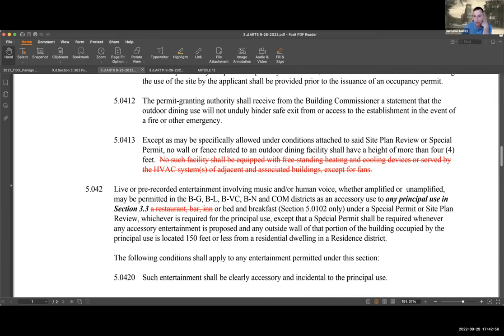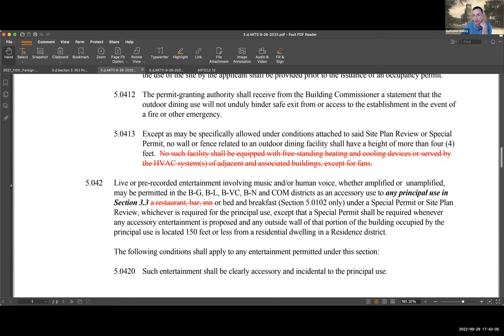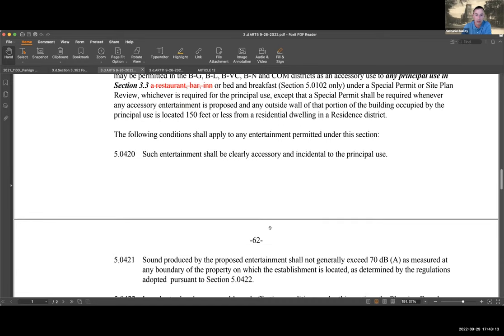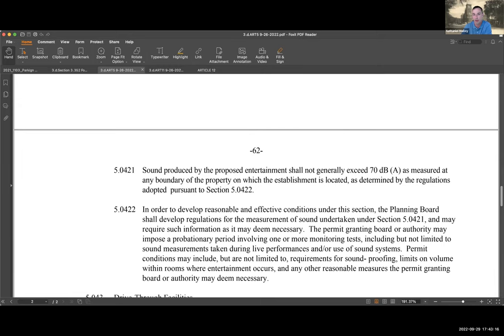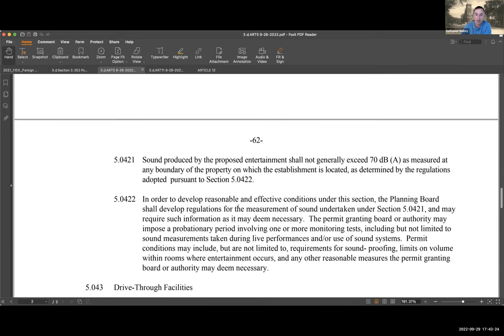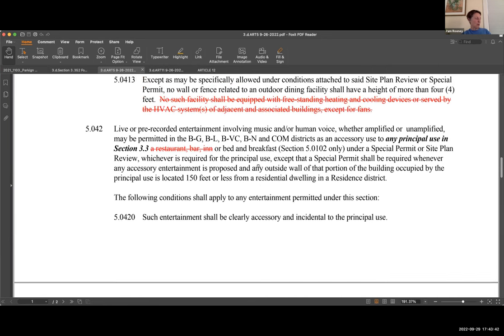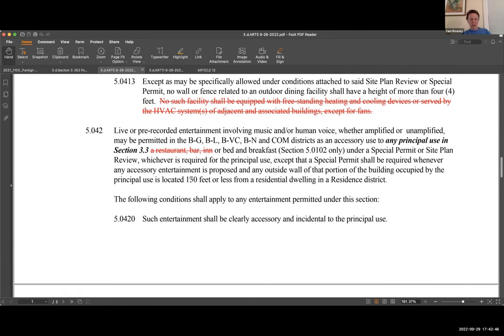Yeah, we also have these other pieces of the bylaw. If it's 150 feet or less from a residential district or a dwelling in a residential district, it's a special permit. We also have these other conditions already in the bylaw. It has to be clearly accessory and incidental to the principal use. And then we have a sound level at the boundary of the property. Staff has found that these standards in the bylaw work really well to manage something that wants to do this. Okay, and so, back to Mandy's point about the transition zones, if we follow through with those conditions, which are pretty specific, I think we're okay.